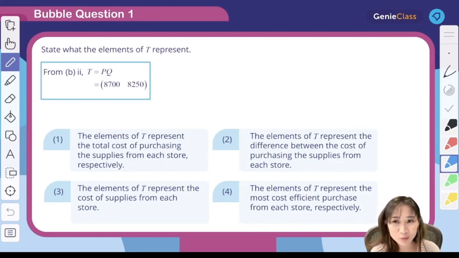Hi Pranav, sure, because the timer is going for this bubble question, I'll go back later. Okay, so sorry. Oh, you figured it out. Okay, very good.